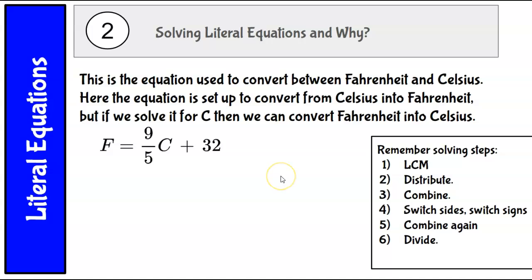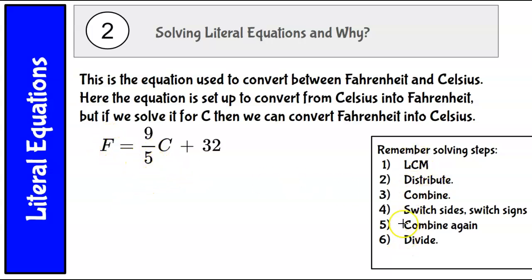More on why you would need to do this. This is an equation used to convert between Fahrenheit and Celsius. Here, it's actually set up to convert Celsius into Fahrenheit, so that if you were given a Celsius temperature, you could use this formula to tell you what it would be in Fahrenheit. But if you solve it for C, then you can convert it from Fahrenheit into Celsius. And since we are students in the United States and we use Fahrenheit primarily, it would be really helpful if this formula was in terms of Fahrenheit so that we could convert to Celsius if we needed to.